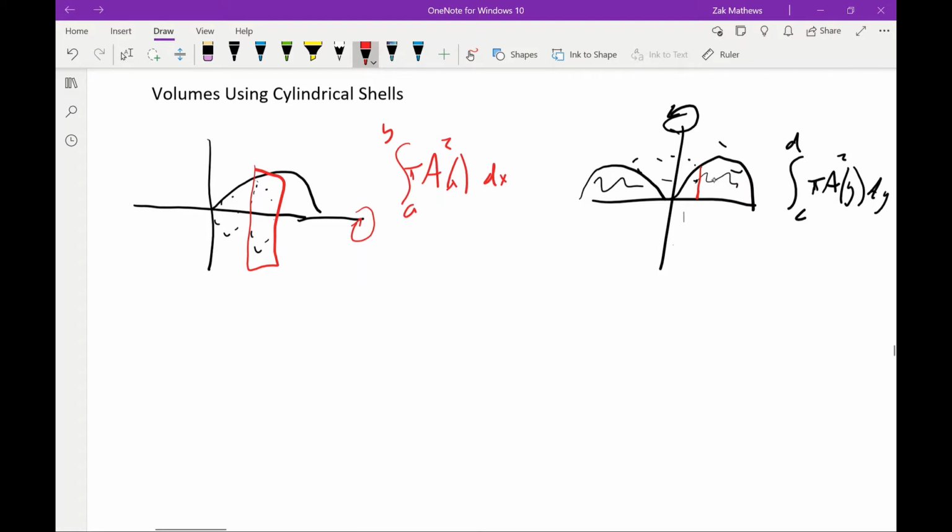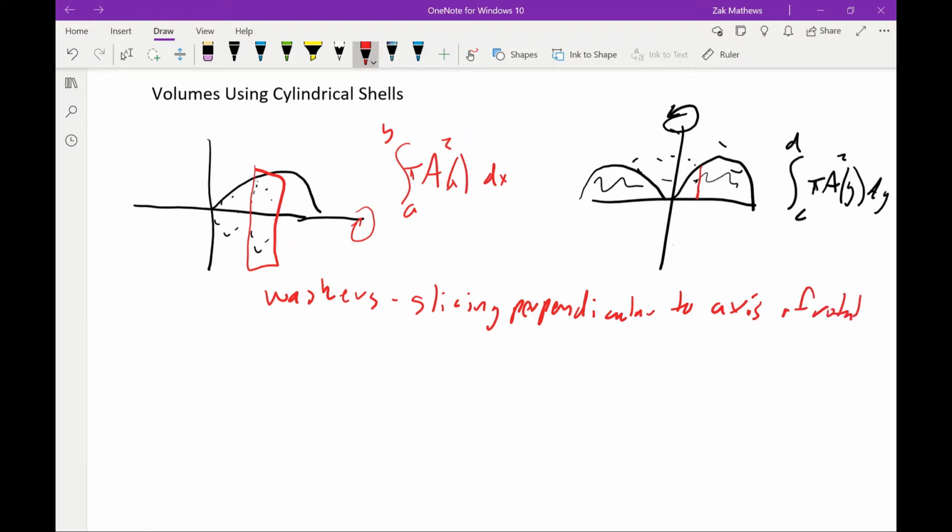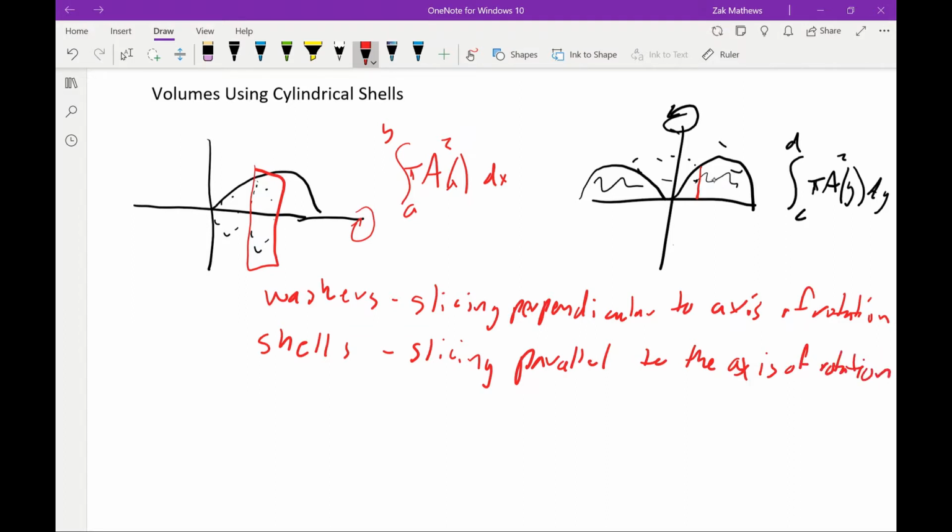So the key is, when we're using washers, we are slicing perpendicular to the axis of rotation. If we're going to use shells, we're going to slice parallel to the axis of rotation. So let's think about what that does for us.